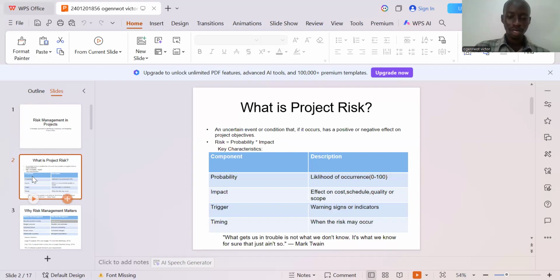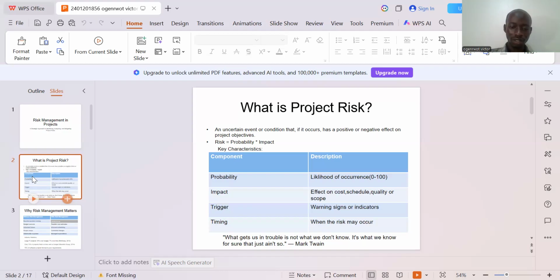Then we look at impact. What impact does the risk have on the project? This could be an effect on cost, schedule, quality, or the scope of a project. What's the trigger? What are the warning signs that there could be a risk? And what's the timing? Timing is when the risk occurs.